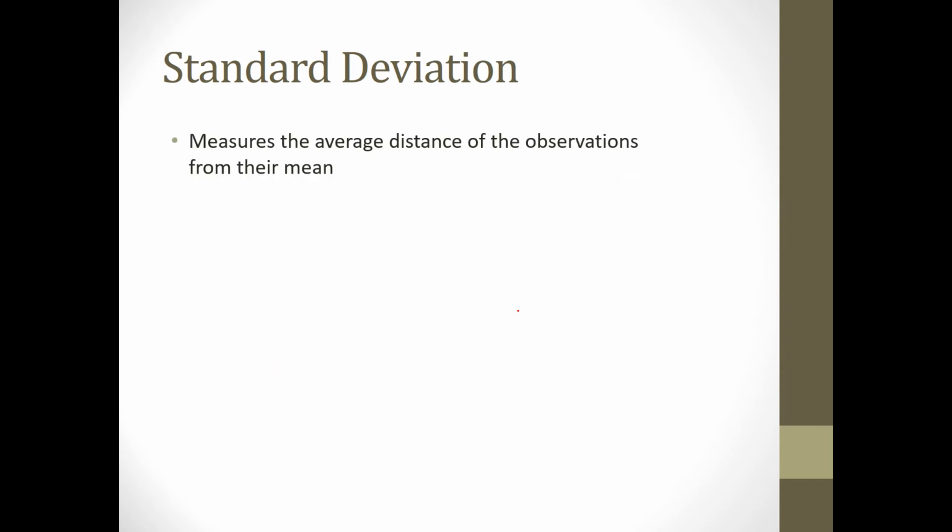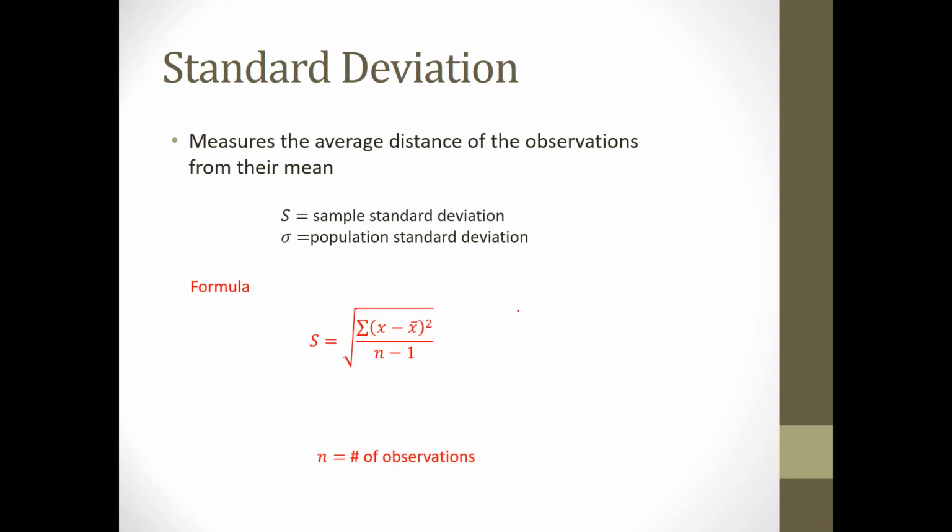Okay, the standard deviation measures the average distance of the observations from the average, from the mean. S is your sample standard deviation, and sigma, that's a little circle with a line on top of it. It's the lowercase sigma in the Greek alphabet. It means the population standard deviation. So there's a formula. Okay, this is the first formula that we're going to get into for the year, and you're going to need to memorize it.